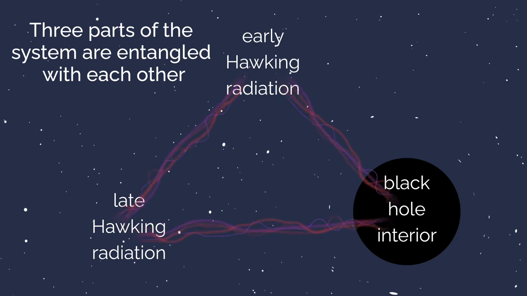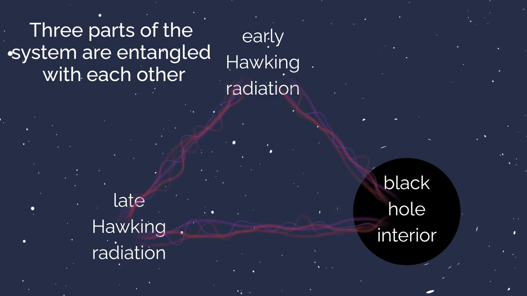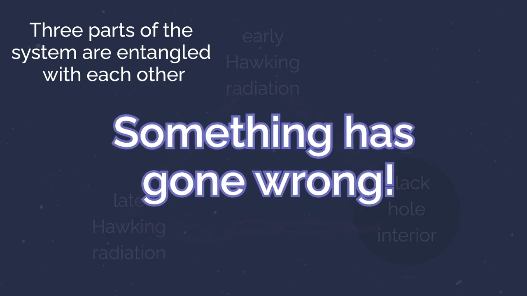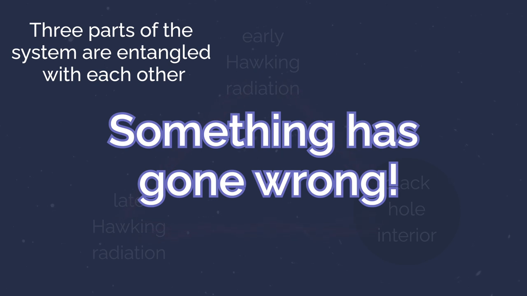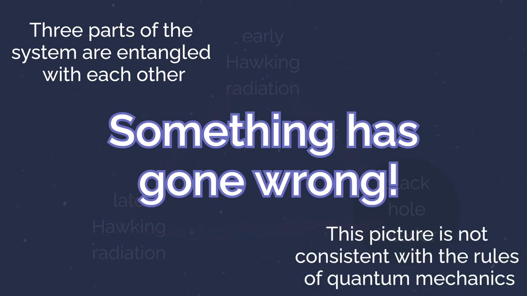Clearly, since we have three different parts of our system all entangled with each other, something has to have gone wrong. So the picture we've painted is not consistent with the rules of quantum mechanics, even beyond the question of the no-cloning theorem. We'll need to modify it somehow, and there are not many ways to do this.